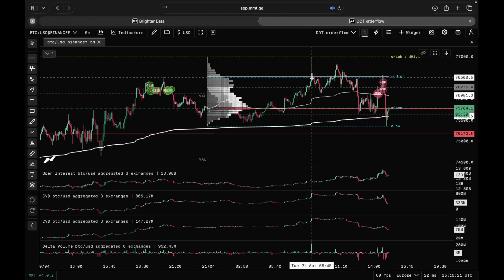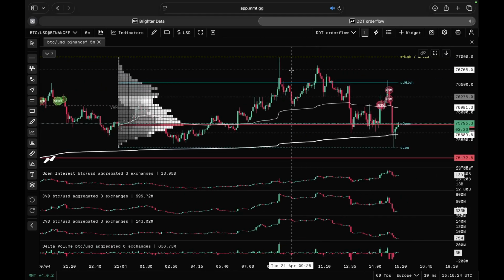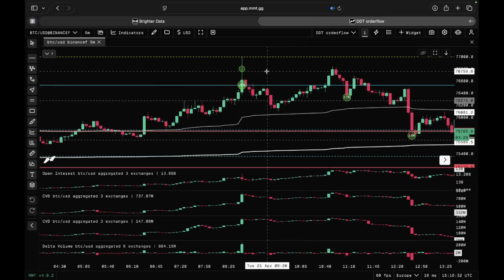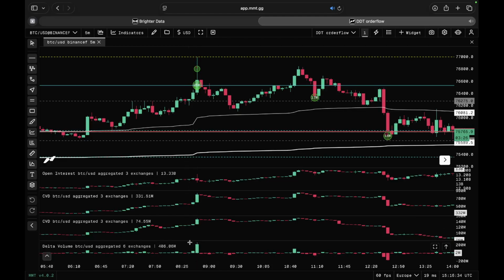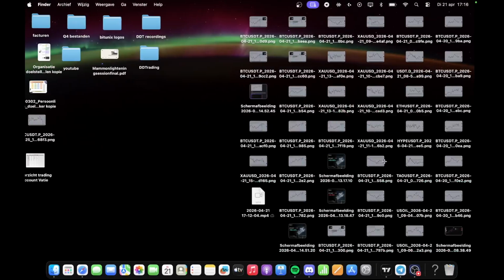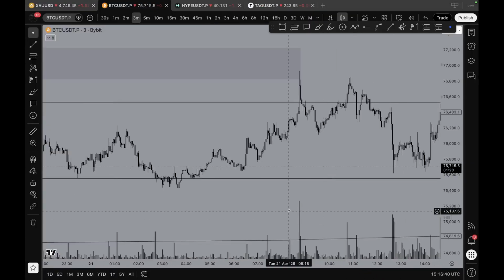Then finally we got the sweep of that high with, here you can see it, a lot of positive delta. The indicator is also spiking up, which means there's a lot of action going on. If we zoom in, you can see it more clearly, which means a lot of buying happened in this candle, which can also just be seen with the volume. A lot of buying right there.